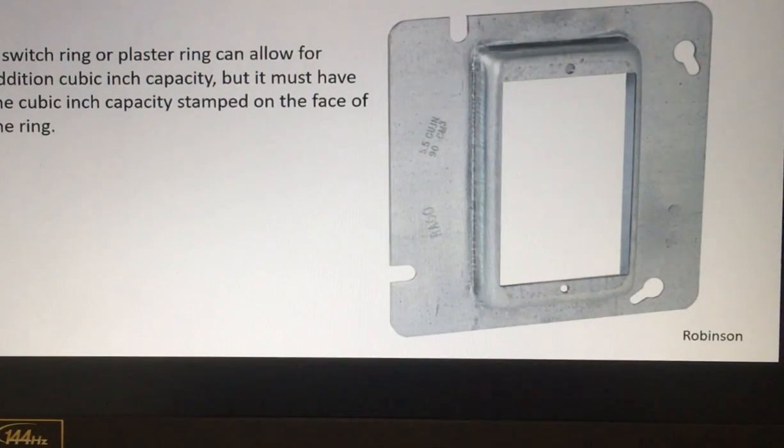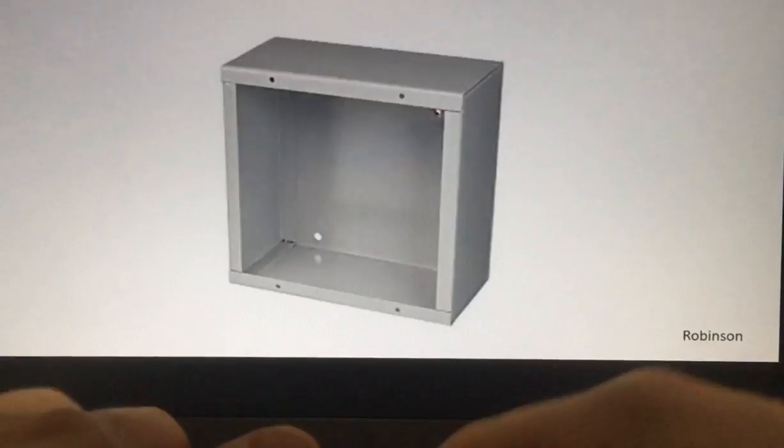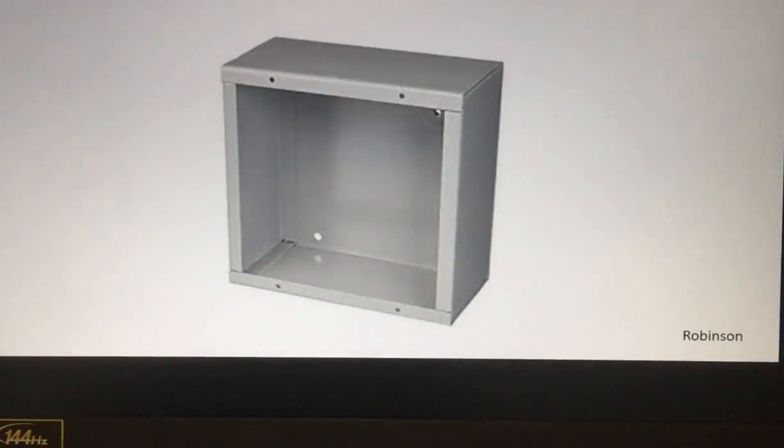Older rings in older houses never came up with the cubic inch capacity, because it's this volume that the ring is protruding from the box actually gives you a little bit more cubic inch capacity. But to be able to calculate that into your calculations, it has to be stamped on the face of the ring with the cubic inch capacity. And if it's an older ring, it won't even have that on there. Okay, that is box sizing. Any questions on that before we move to pull box sizing?